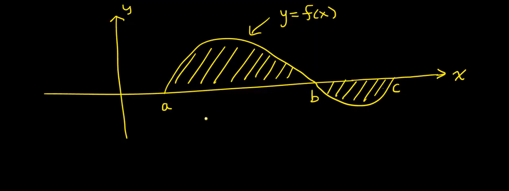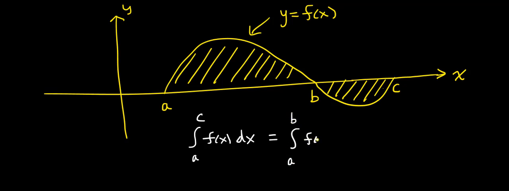Graphically, this is what's happening. When you have the integral of f of x from a to c, what you're doing is taking the integral of f of x from a to b plus the integral of f of x from b to c. So that's how you visualize graphically when we talk about combining integrals.